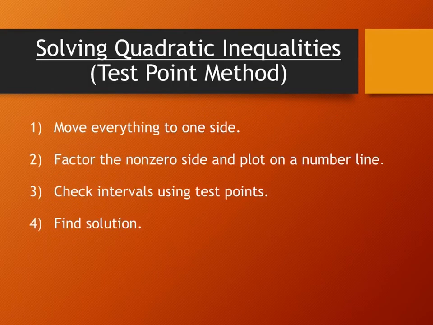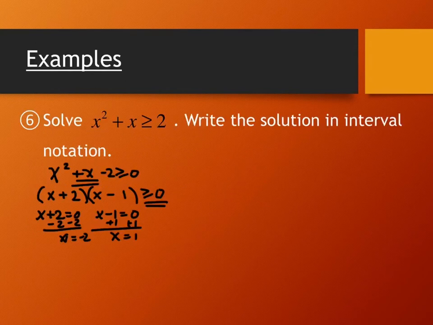All right, so if you want to take a look, basically at this point what we've done is numbers 1 and 2. Or at least 1 and part of 2. We've moved everything on the same side, and we've factored the non-zero side, and then we need to plot them on a number line. So we're going to draw a number line next.